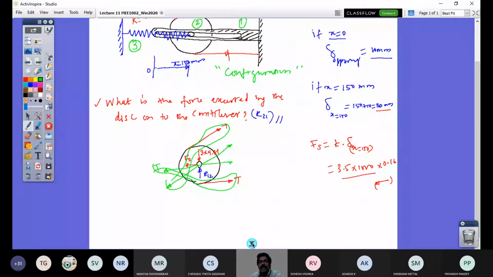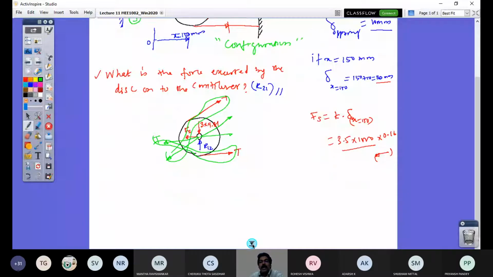When it is a concurrent system of forces, I can redraw this diagram for my convenience, to apply the conditions of equilibrium and for clarity of writing equations, at a concurrent point, the center of the disk. What are the available forces at the center of the disk? Let me take this as the center of the disk. I have R12 upward, so bring the tail of this to the concurrent point. This is R12.